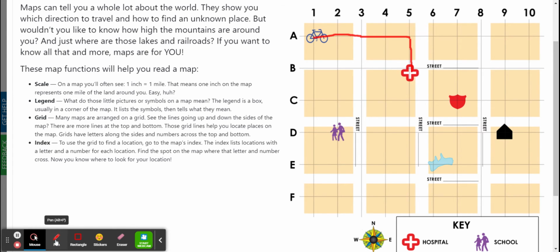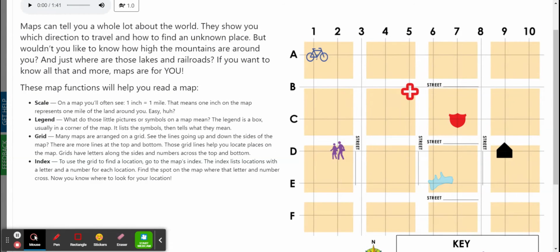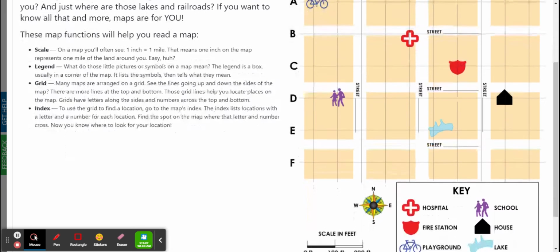And now let's take a look here. Let me clear the screen. And now let's take a look at the next part. The next part is the legend. What do those little pictures or symbols on a map mean? The legend is a box, usually in the corner of the map, and it lists the symbols and then tells what they mean. So take a look.